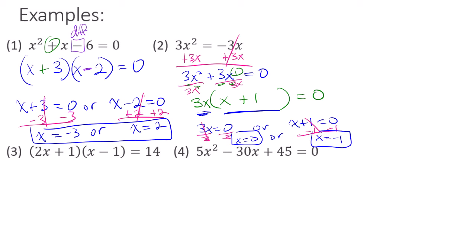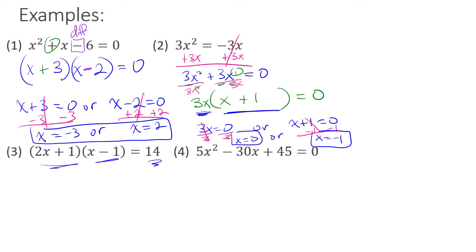Okay, take a look at number 3. Number 3 is already factored for us, right? But we have one side that equals 14. So what do we have to do with that? We actually have to FOIL in this case, because we can't use the zero product property here, right? Because there's a lot of ways you can get 14, right? 14 times 1, 7 times 2, and even beyond that, you can get into fractions and decimals. There's an infinite amount of ways.